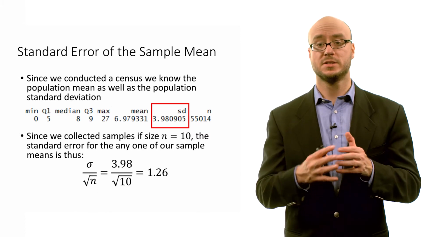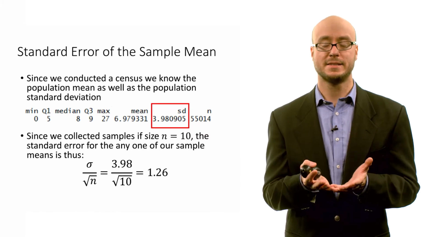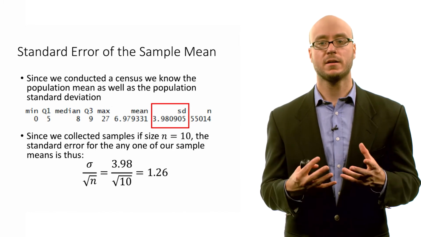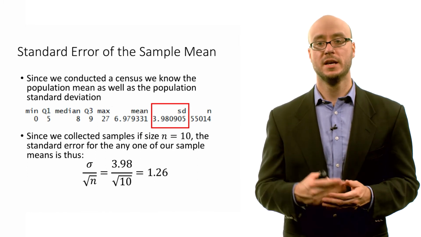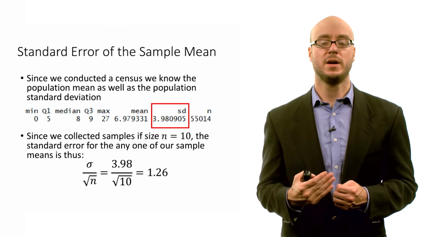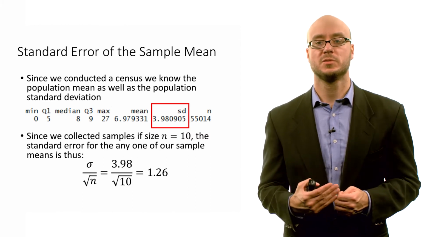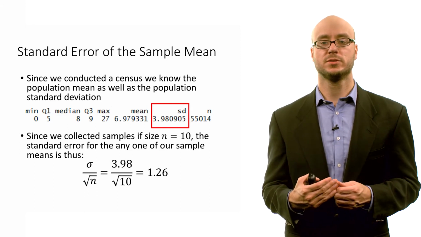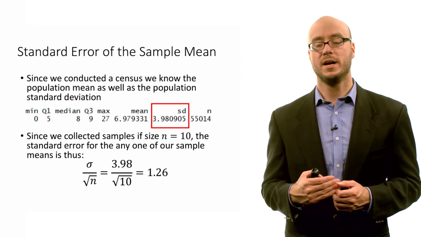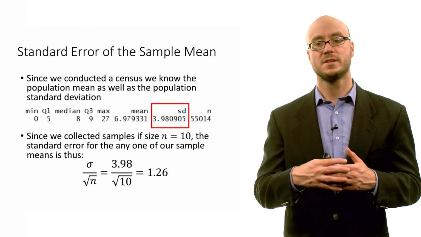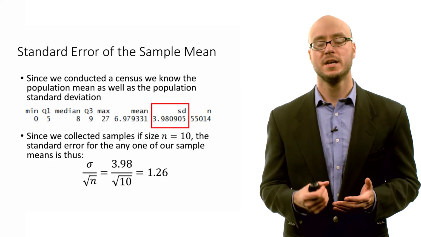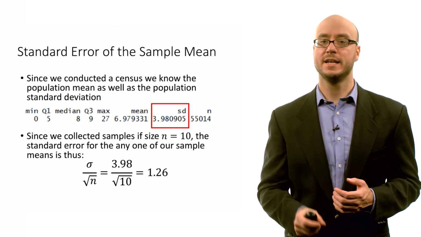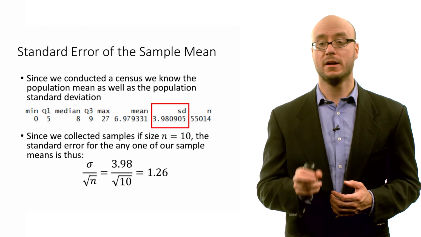In this case, since we're collecting a sample mean based on a size of 10 people, the standard error for any one of our sample means is going to be that population standard deviation divided by the square root of our sample size. So we take 3.98, the population standard deviation for educational attainment, and divide by the square root of our sample size 10, and we get this value of 1.26. That is the standard deviation of our sampling distribution. It is equivalently the standard error of the sample mean.